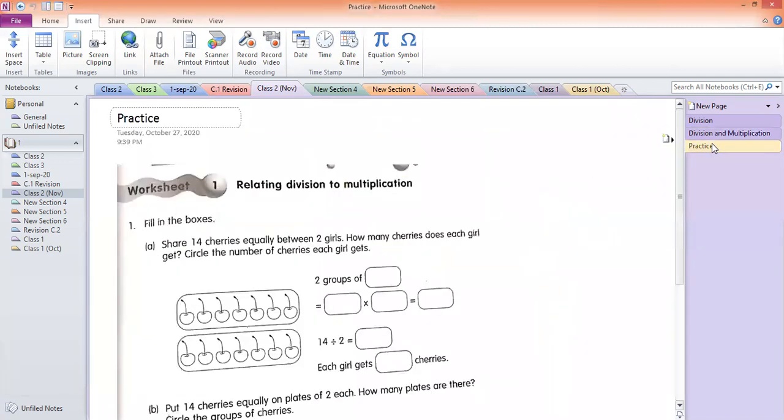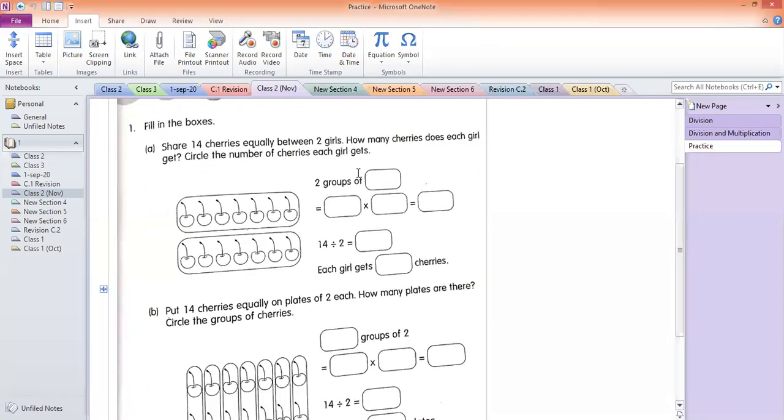Let's practice this, relating division to multiplication. Look here, share 14 cherries equally between 2 girls. How many cherries does each girl get? Circle the number of cherries each girl gets. So check how many groups of cherries there are. 1 and 2. Now I'm going to open your mic and you have to answer. Yes, guys. How many groups of cherries are there? Two groups.